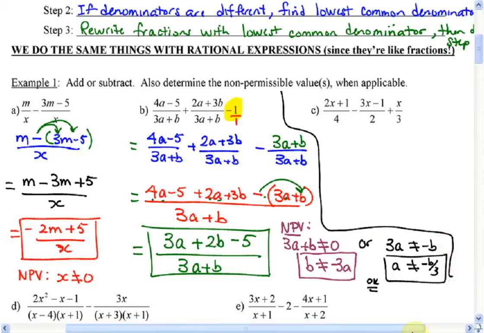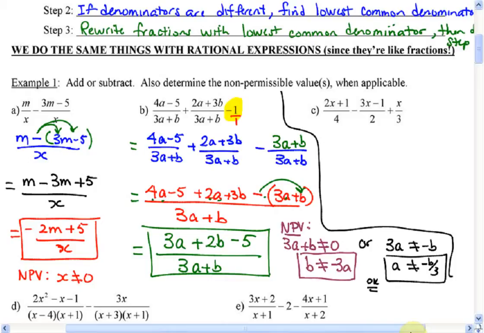But doesn't it say to list all the non-permissible values? Yeah, but these two things say the same thing if you think about it, Tanasia. I just said it a different way. So you don't have to actually do one or the other. You're using the same denominator anyways. Okay. All right, part C.